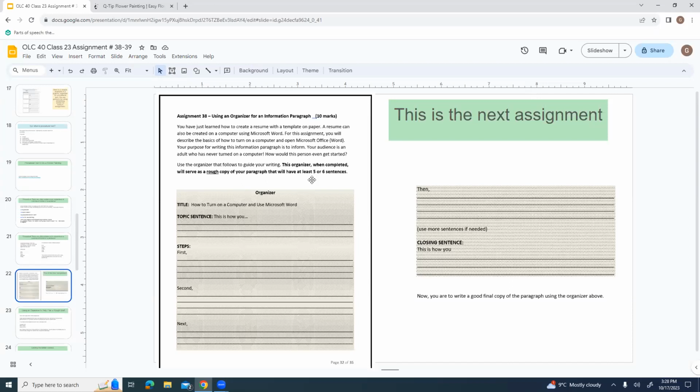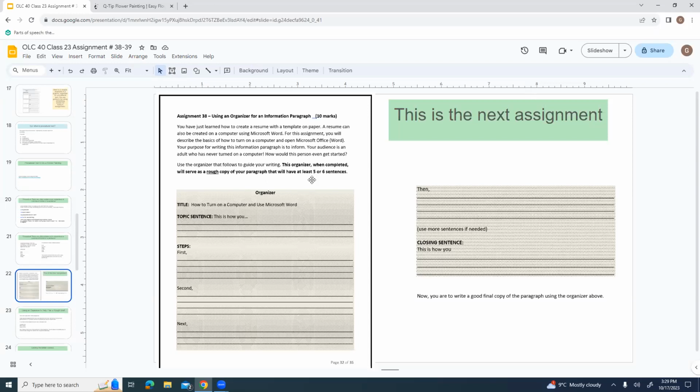And then here are the steps. First, you explain what to do. Second, explain what to do. Next, explain what to do. Then explain what to do. Now, you can use more sentences if needed, right? You can keep on saying next and after that, and as many steps as you need to put there, go ahead and keep putting there, right?